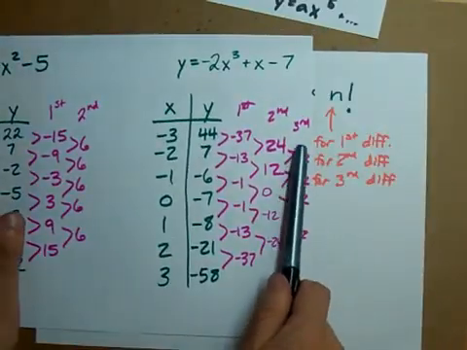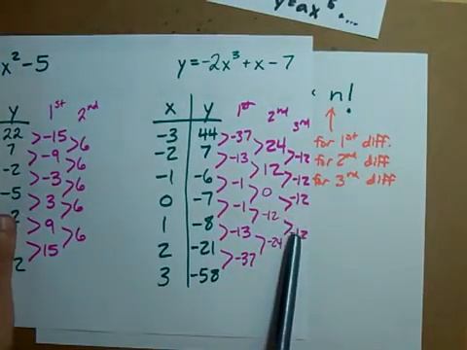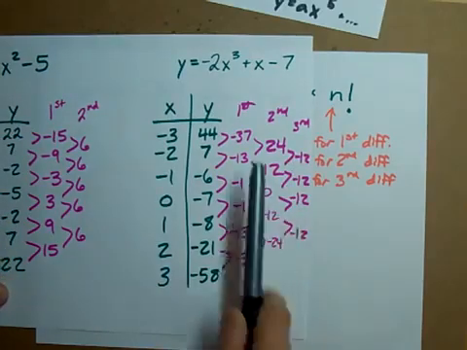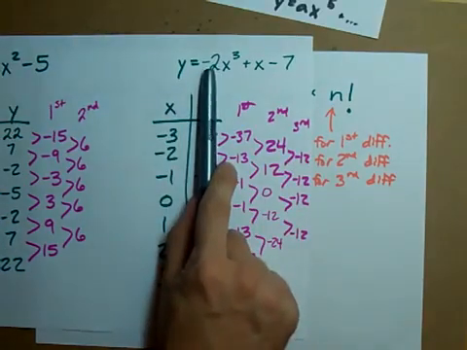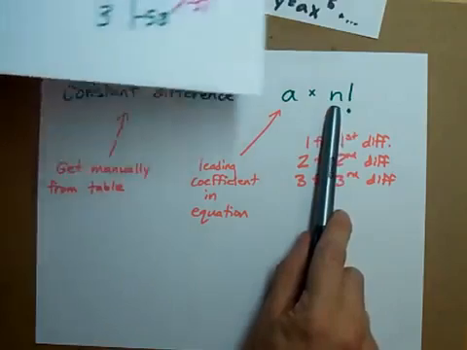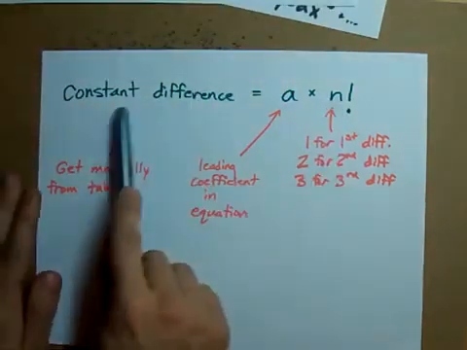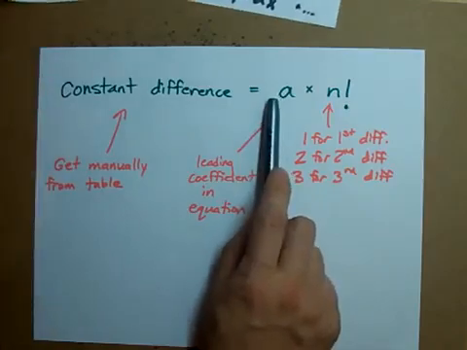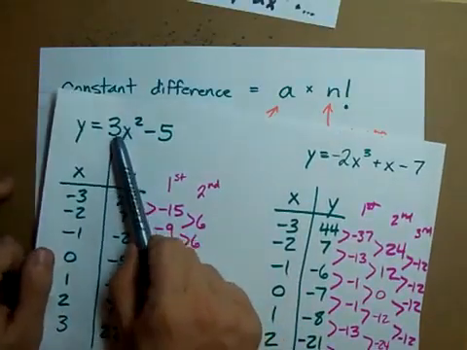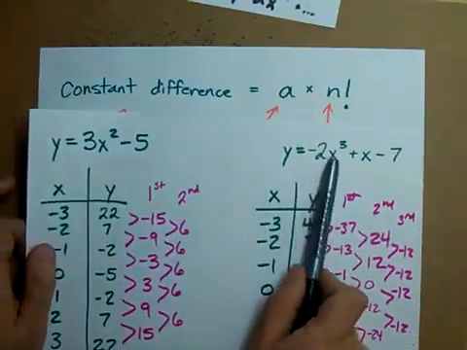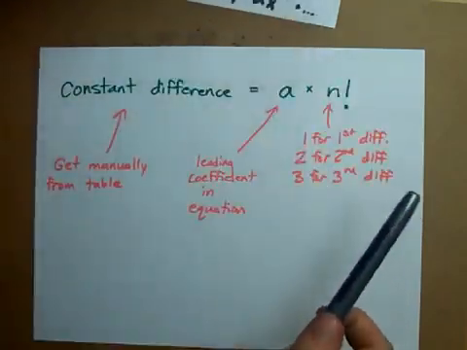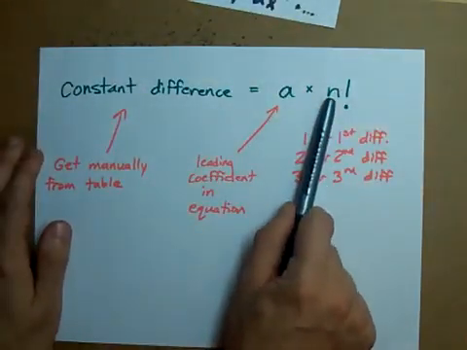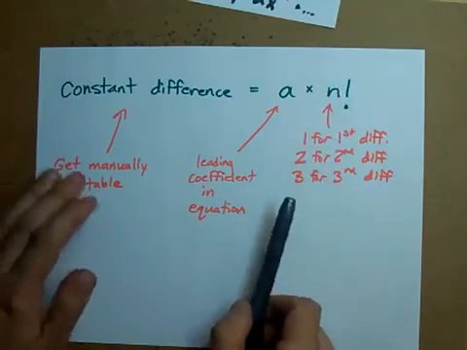Just like here, my third differences, negative 12, happen to be negative 2 times 3 factorial. The constant difference you get in any of these is going to be your leading coefficient, that's the number attached to the x with the highest exponent on it, times the degree of the equation, factorial.